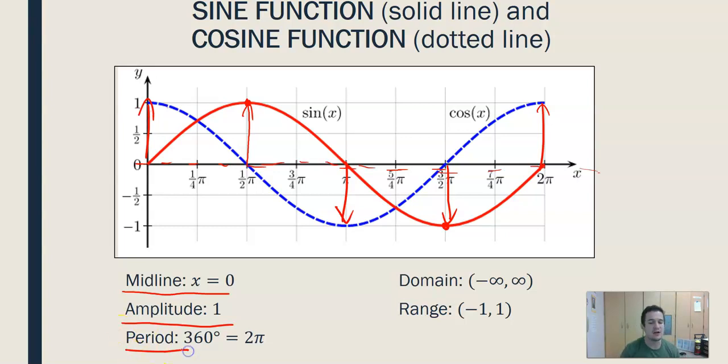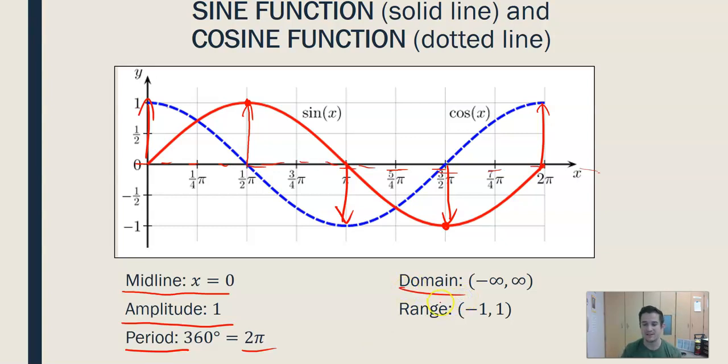The period is the word for how long it takes for the sine or cosine wave to make a full cycle. So we talked about how it takes 360 degrees for a sine or cosine wave to go through a full cycle. Or in radians, it takes 2 pi radians to go through a full cycle. So you notice this x-axis is defined in radians. So it takes 2 pi radians or 360 degrees to make a full cycle or a period.